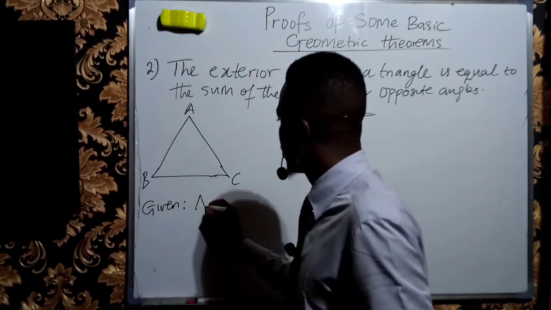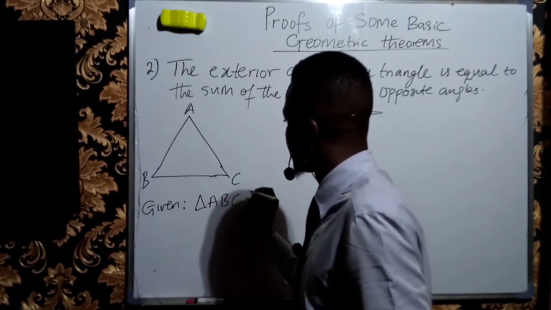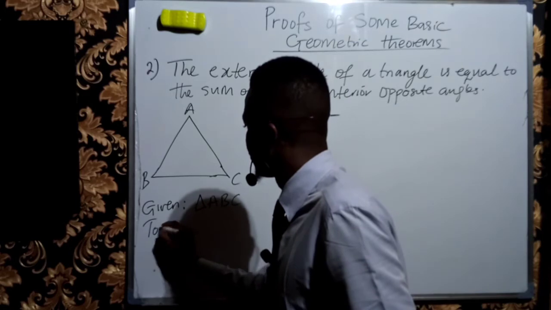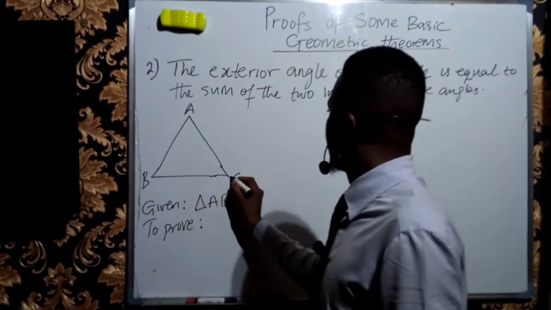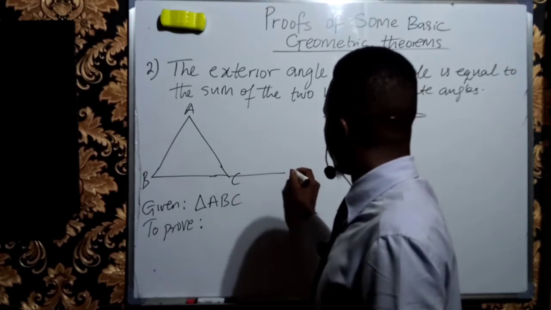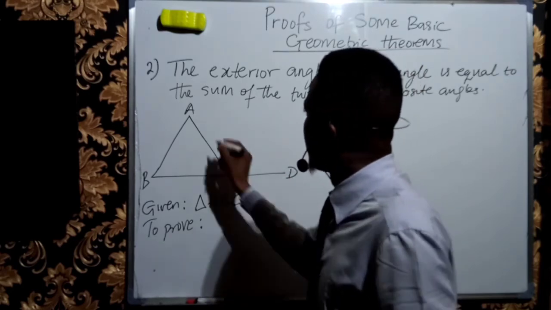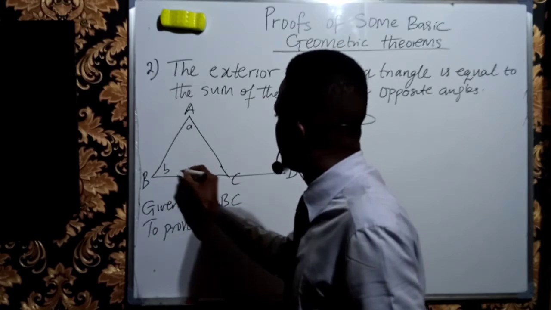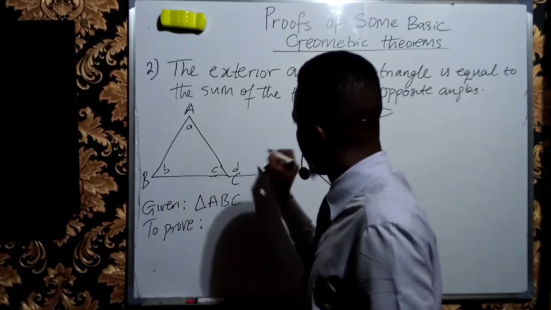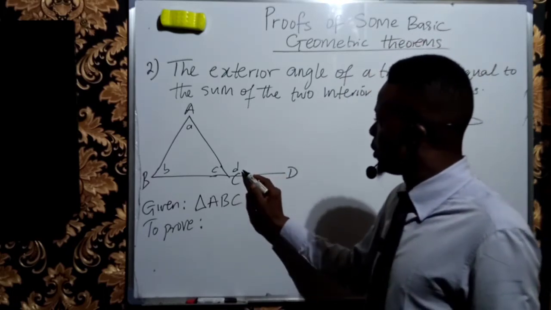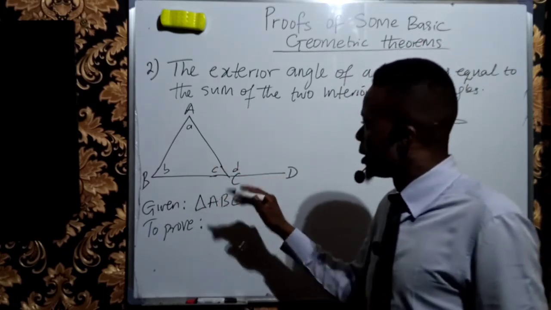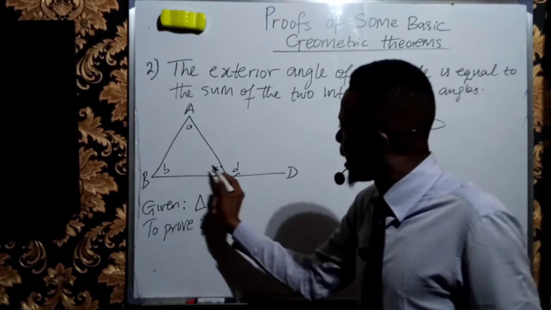We are given triangle A, B, and C. To prove, we want to prove something here. Before that, I can extend this C to D, and call this angle A, B, C. Then the angle here is small letter D. So we want to prove this is the exterior. The exterior angle is D, which is the outside angle. That these two angles A and B are facing D.